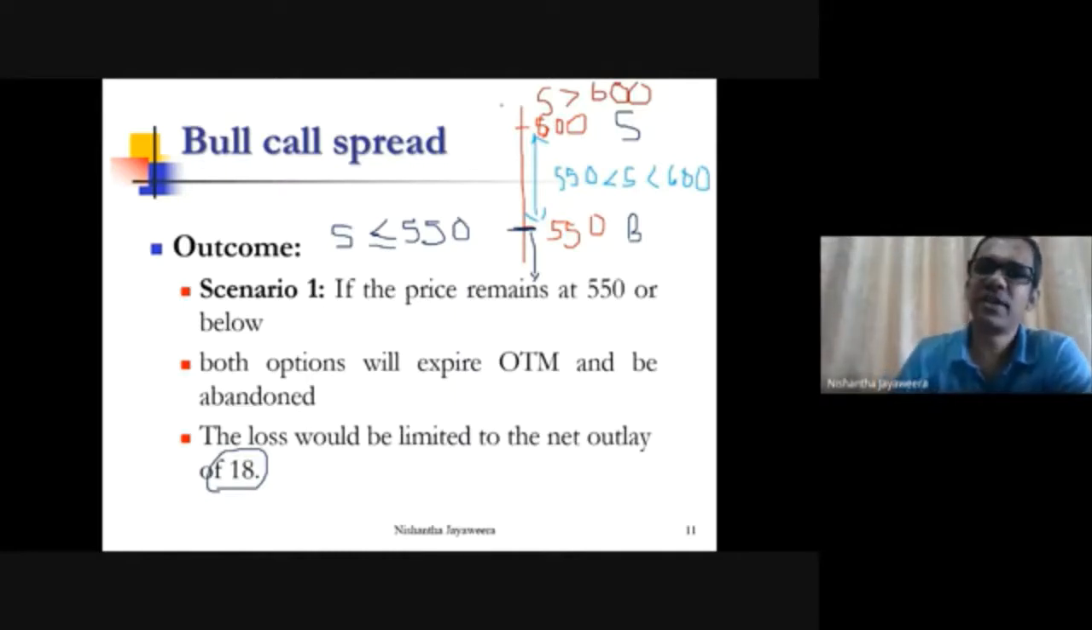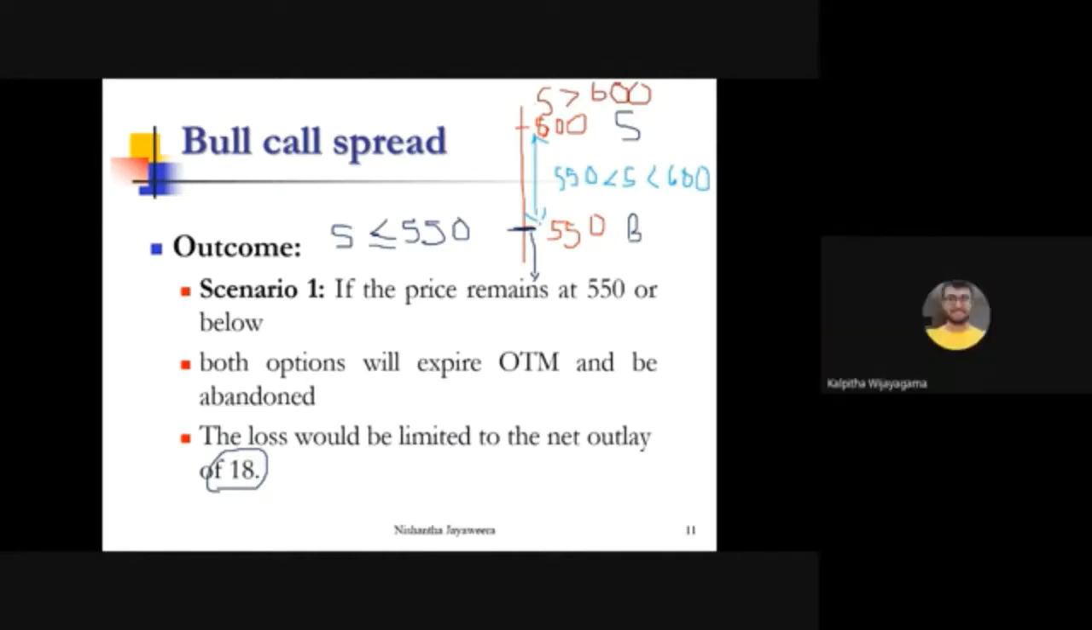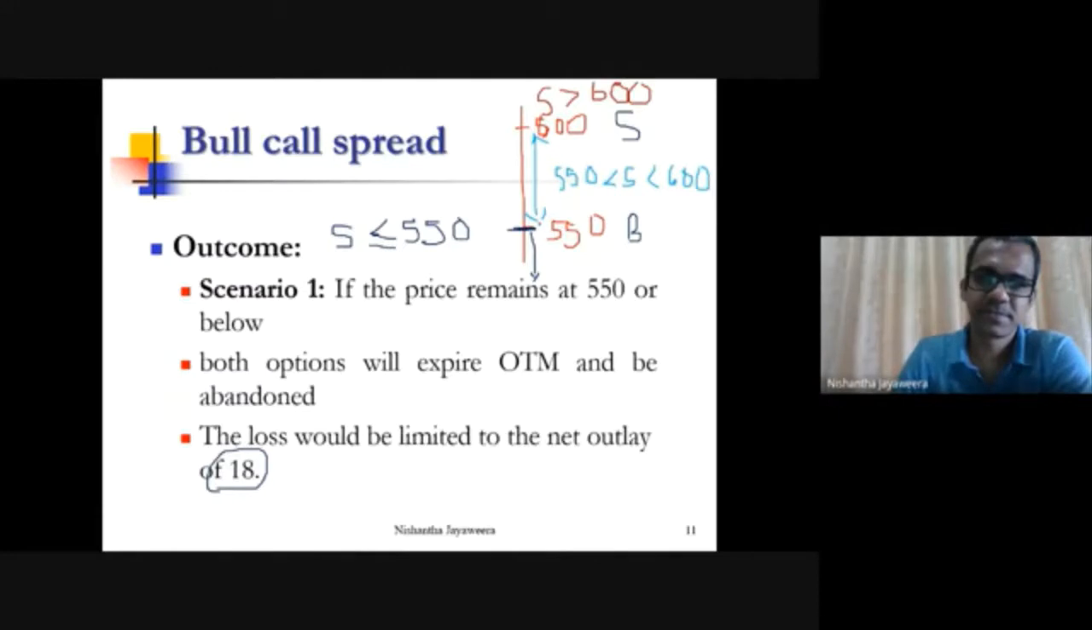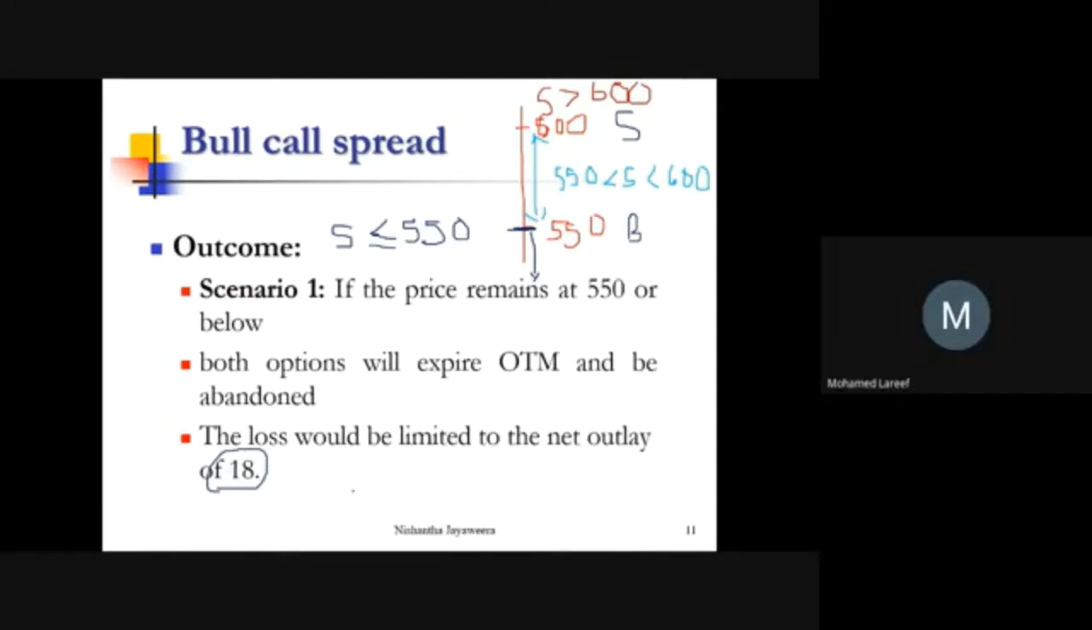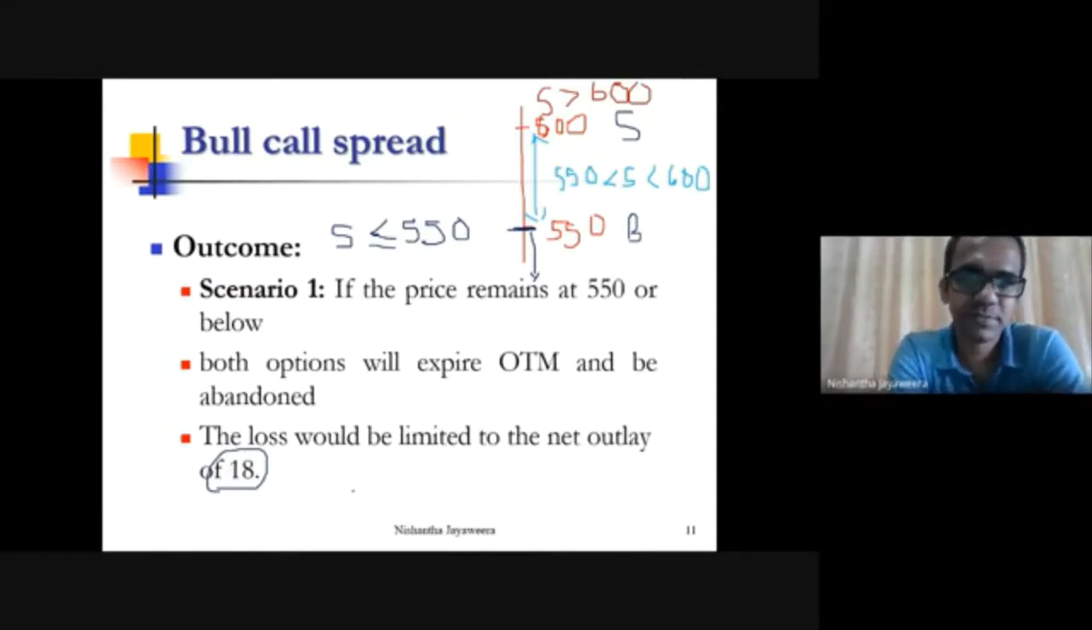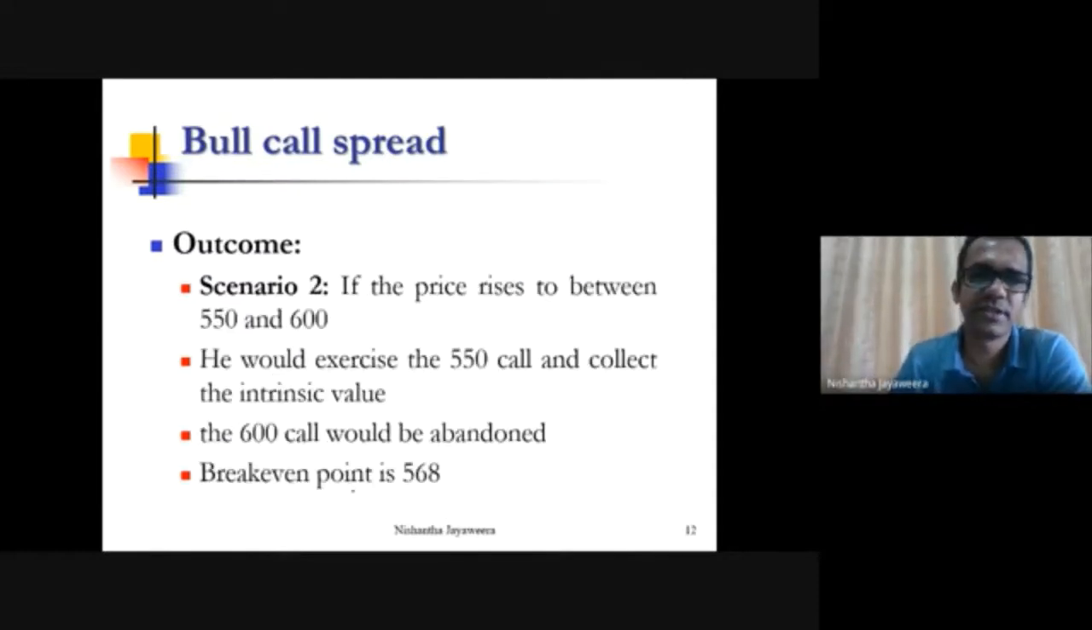You will receive whatever the difference between spot and 550. But you have to pay the difference between spot and 600. Effectively, you get this whole difference, 50 rupees minus your 18 premium cost. So if you put that into a diagram, this is scenario 2, what I have explained.